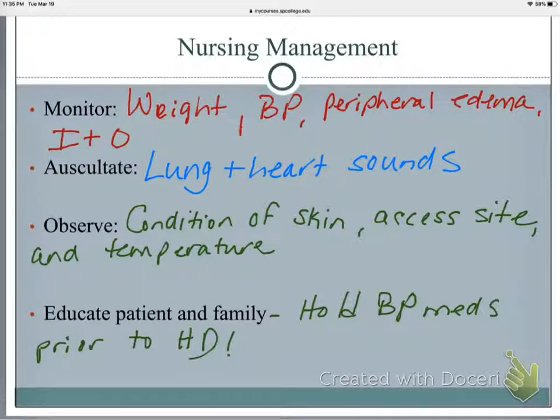So again, nursing management, this is obvious. We talked about this. We're going to monitor your weight, your blood pressure, peripheral edema, JVD, eyes and nose. Not everybody is anuric. Some people still produce urine. Of course, our lung and our heart sounds, condition of our skin, our access site, temperature. And we're going to educate our patients and our family about the blood pressure and the fluid shifts and what happens and so forth. Right?